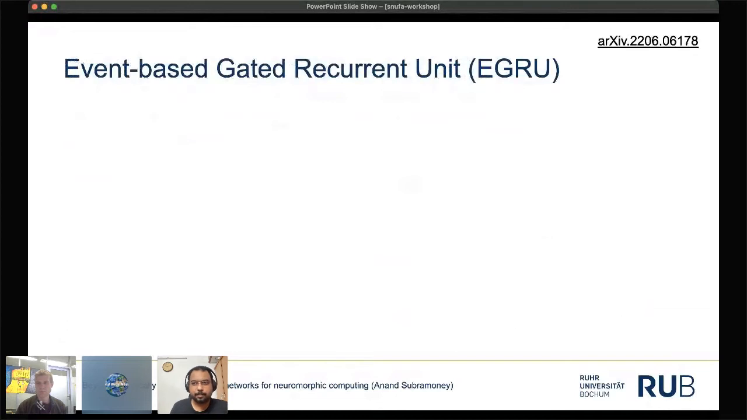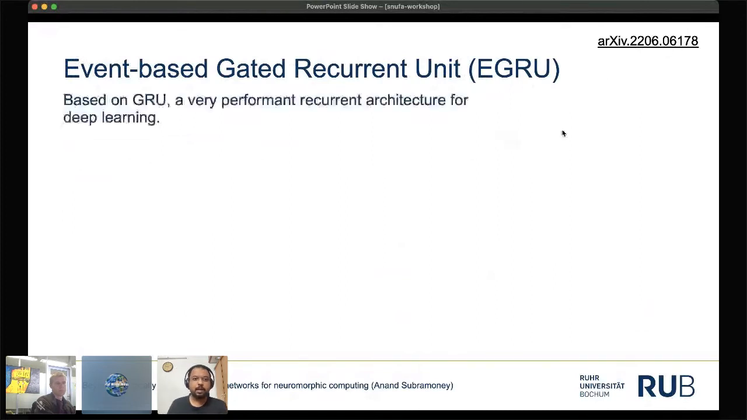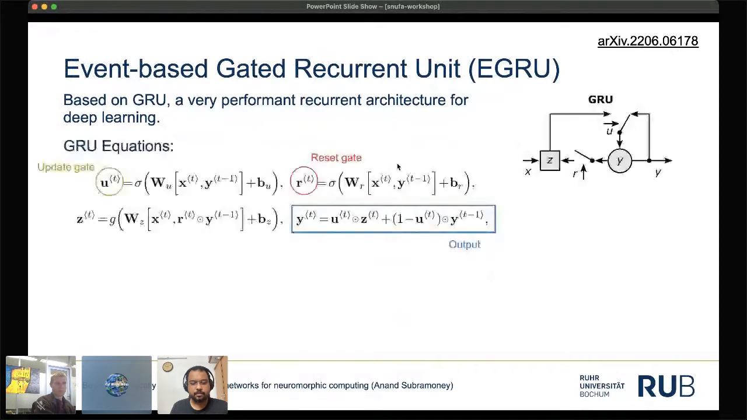To actually apply this, we have worked on using the gated recurrent unit to develop such a model. This is based on the arXiv paper where I put up a link right here. The gated recurrent unit is something that works really well for deep learning. It's a very performant recurrent architecture. It's also quite simple, and if you're not already familiar with it, this is what it looks like.